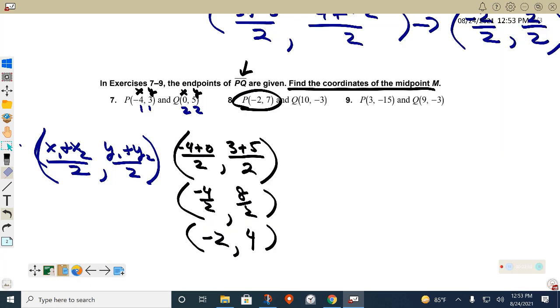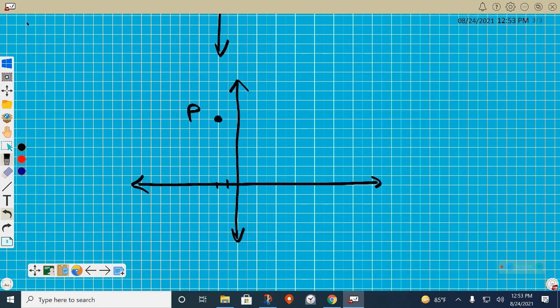And Q is 10, negative 3. 1, 2, 3, 4, 5, 6, 7, 8, 9, 10, negative 3. 1, 2, 3. There's 10, negative 3. There's point Q. Go and draw a line to them. Go ahead and use the formula now to find the midpoint while I walk around.